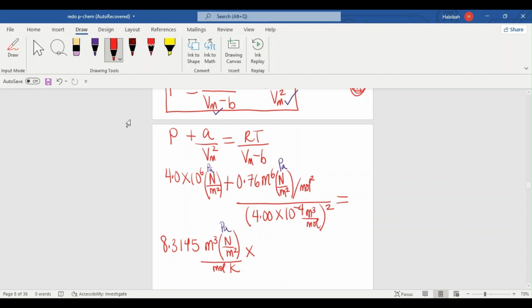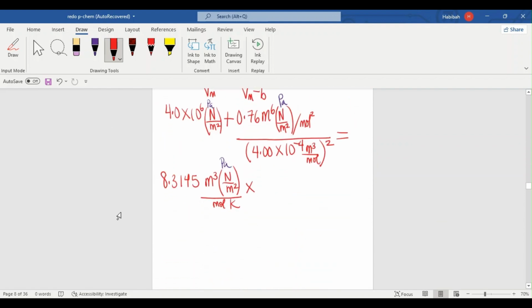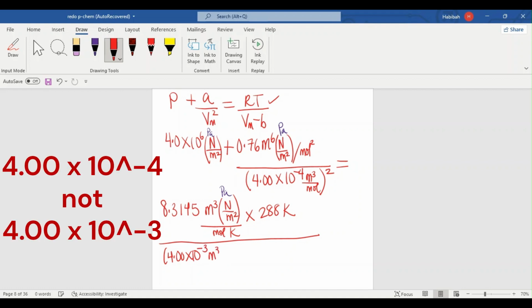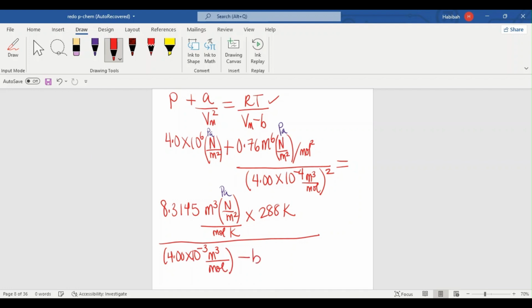Anyways, we know the value for temperature is just 288 kelvins, so I'll put 288 kelvins here. I'm done with the numerator. I'm now going to say divided by Vm minus B. The molar volume is simply 4.00 times 10 raised to the power of negative 3 meter cubed per mole, minus B. That's really it. That's the first substitution. Now we try to break down the information so it's easier for us to calculate, so that's what I'm going to be doing next.